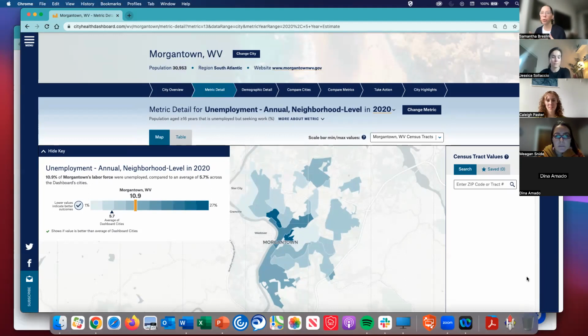So we want people who have absolutely no experience in data to find value on our site, but we also want the epidemiologist or the data analyst to find a lot of value on our site as well.